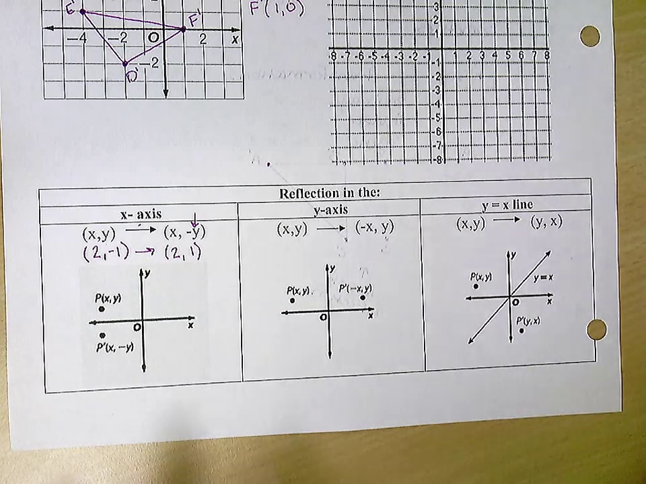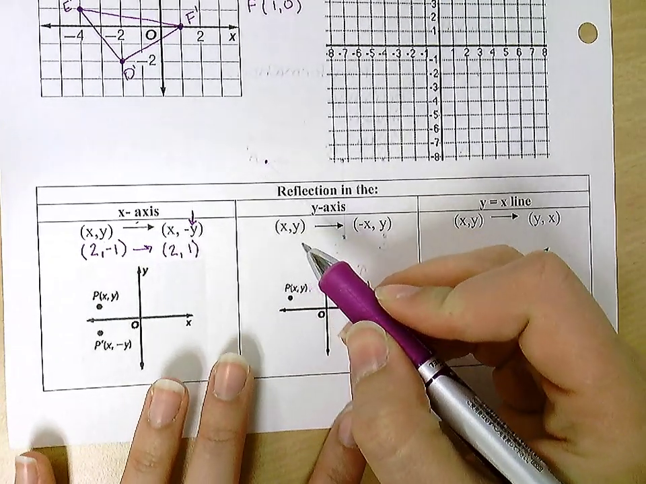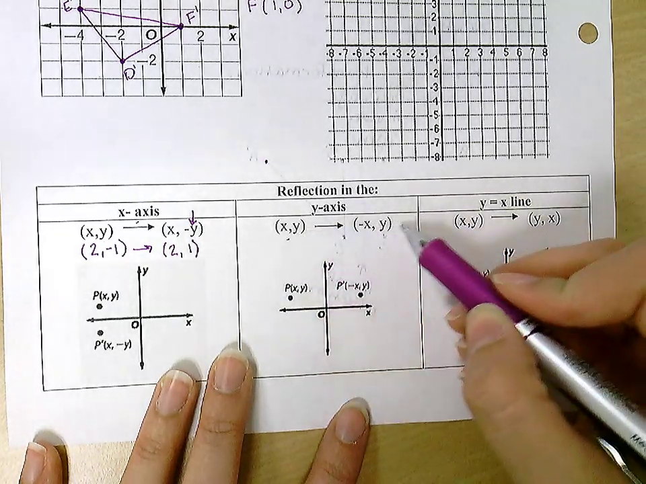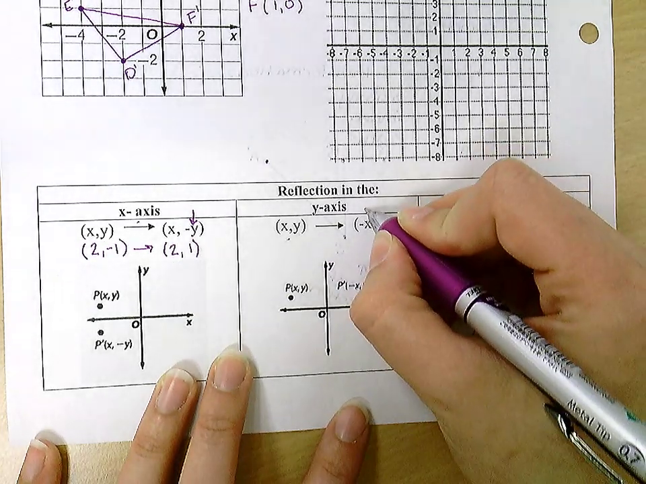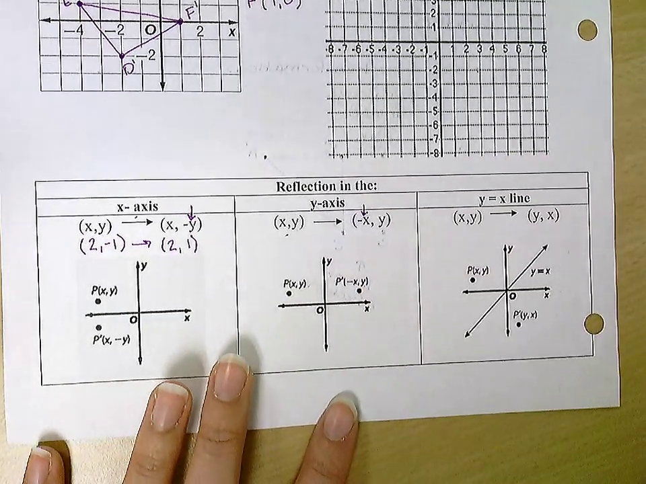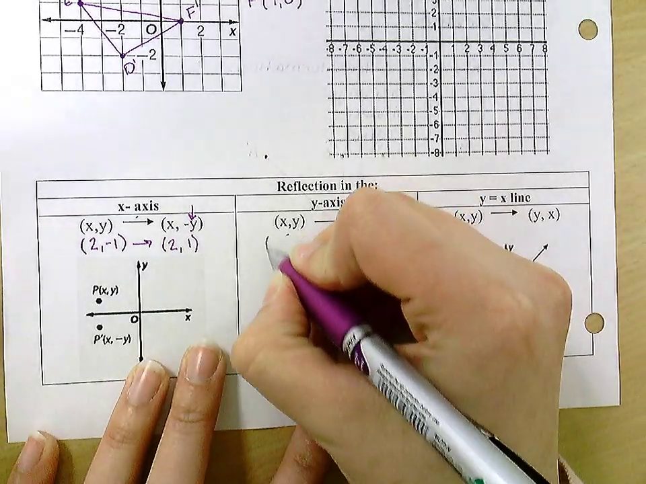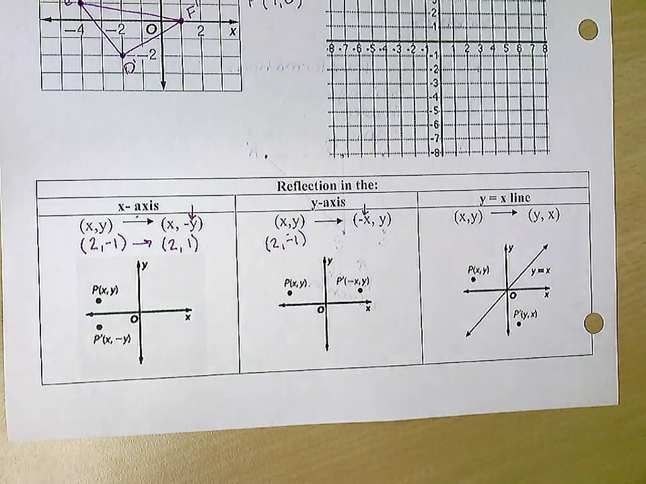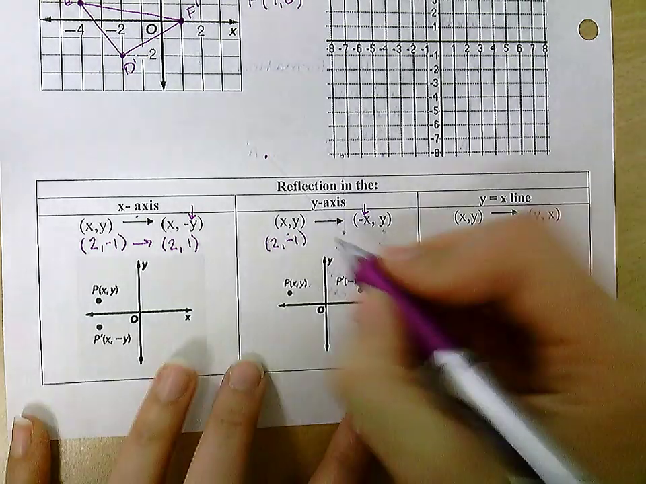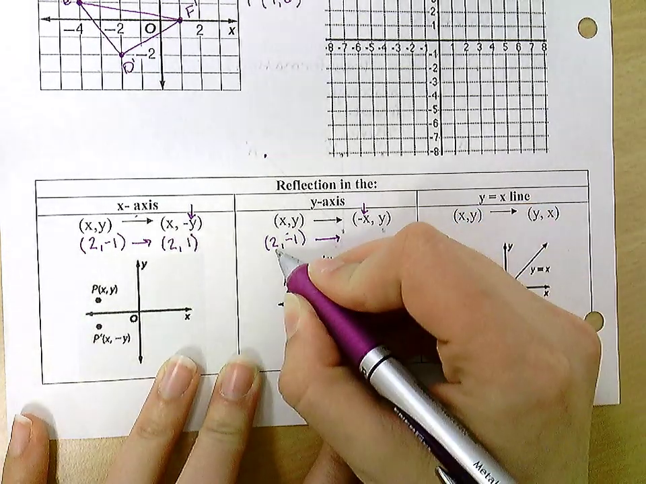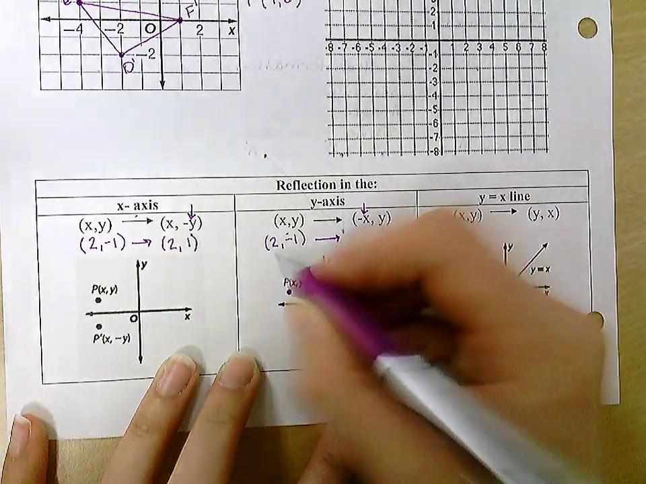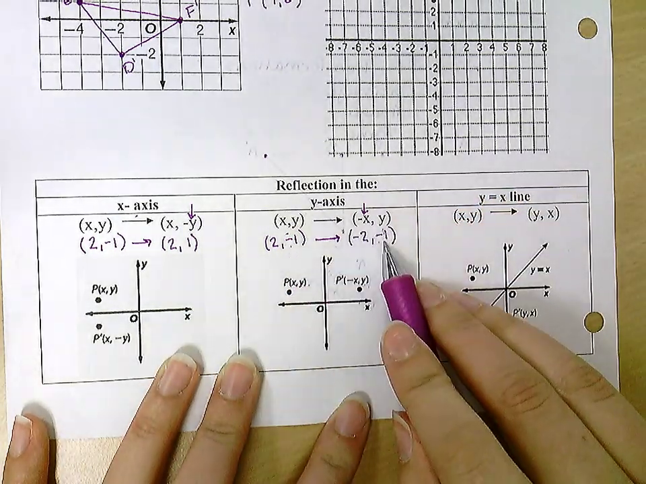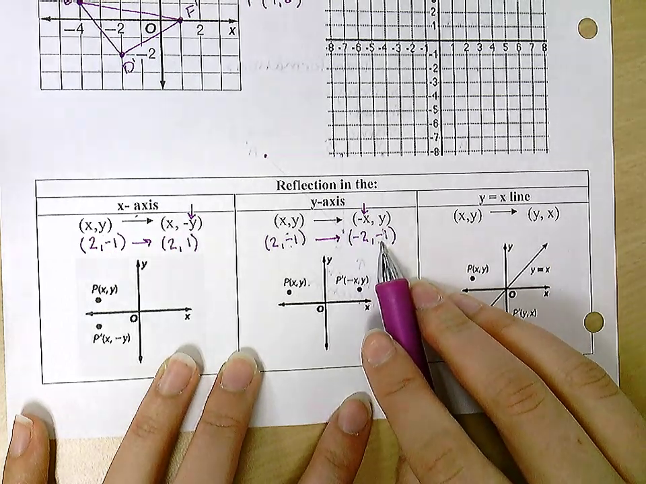In the y-axis, again, you have your original coordinate here. That's your pre-image. To change to your image, this time you're taking the opposite of your x value. So again, if I have 2, -1 as my original coordinate, to reflect that in the y-axis, we take the opposite of our x value. So the opposite of 2 would be -2. And then our y value stays the same, so it'll still be -1.